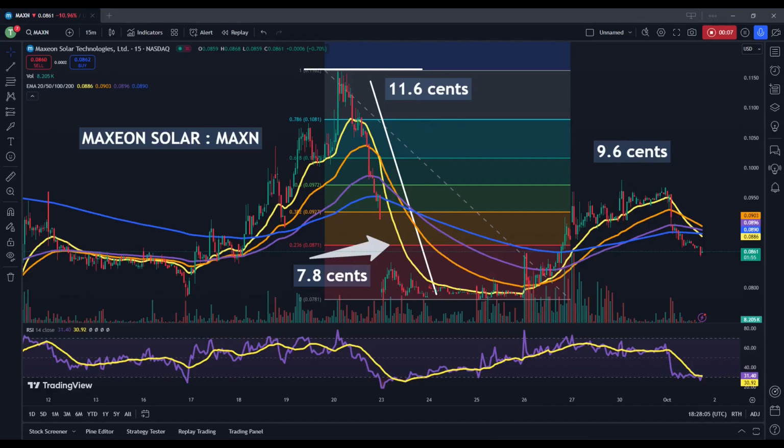Here we have the current stock market update for MAXEON Solar Technologies Limited, stock ticker MAXN.